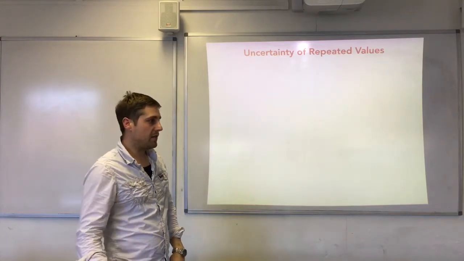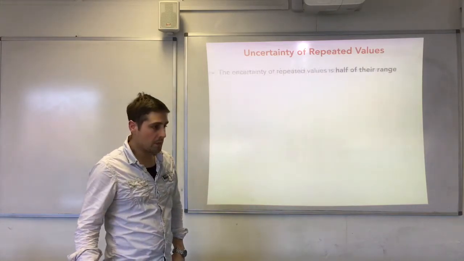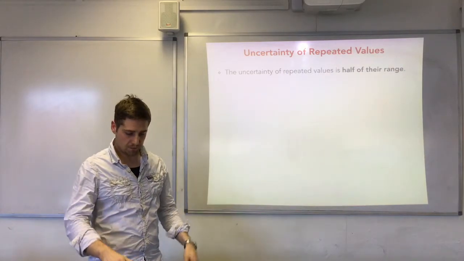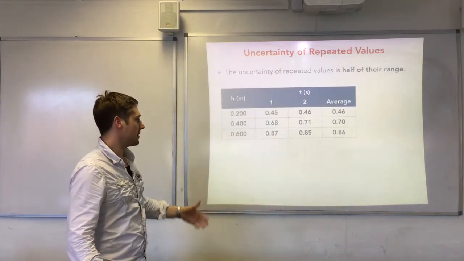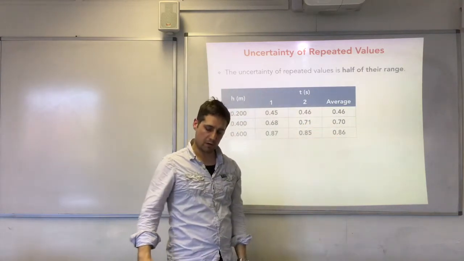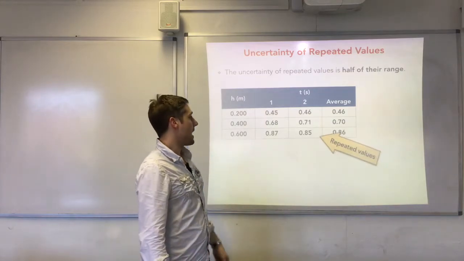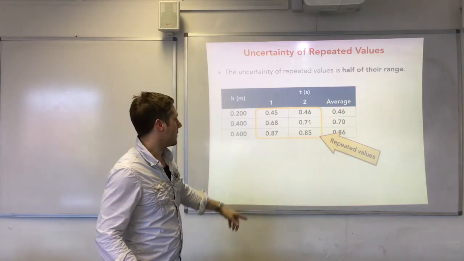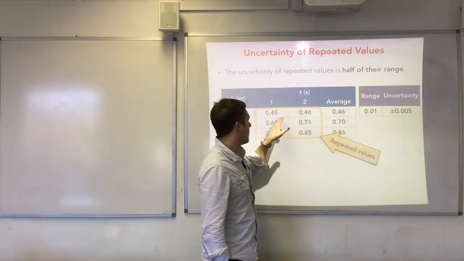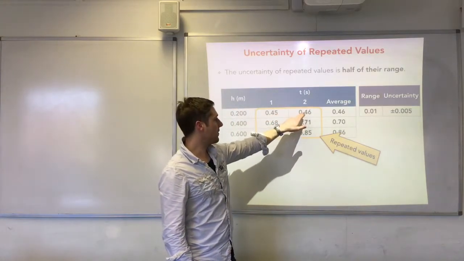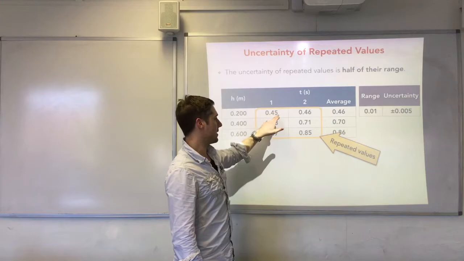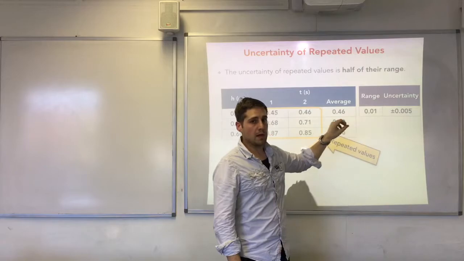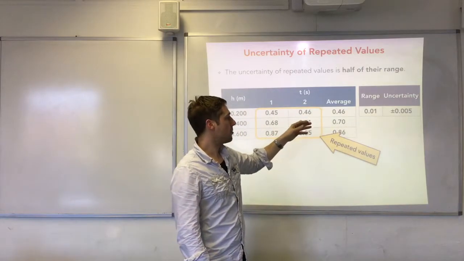What if you have repeated values, such as in a table? The uncertainty of repeated values is half of the range. So here's a table. This is the same table I had before, but I've got my average values here now. And that average is based on these repeats here for the times. So let's look at the top one here. The range between these two is the largest value take away the smallest, so that's 0.01. That's my range. So my uncertainty is half of that, which is 0.005.